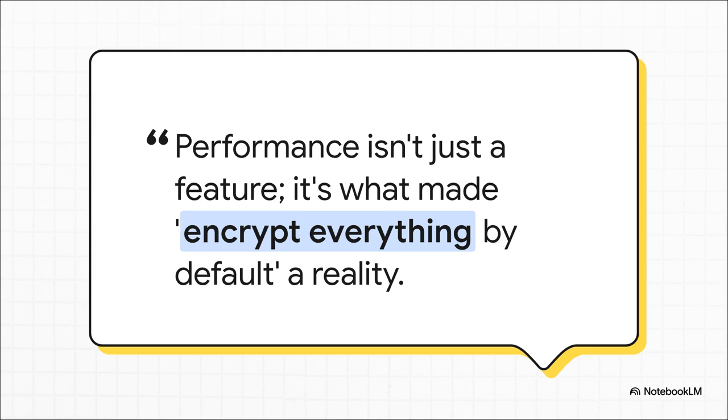And that incredible speed has a huge ripple effect. That massive performance boost is literally the reason we can have encrypt everything by default turned on for everyone. All of a sudden, speed itself became a security feature. Because if encryption is fast enough that nobody notices it, you can just turn it on for everybody. And instantly, the security of the entire digital world gets a massive upgrade.